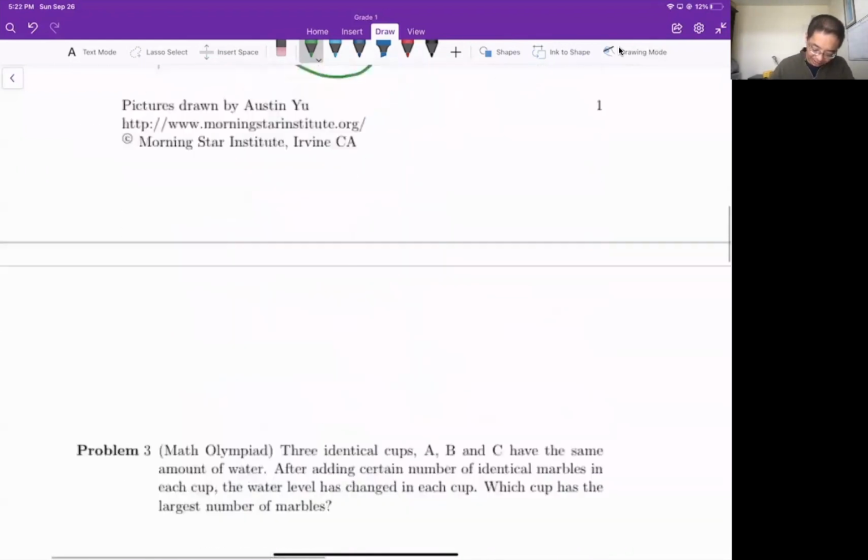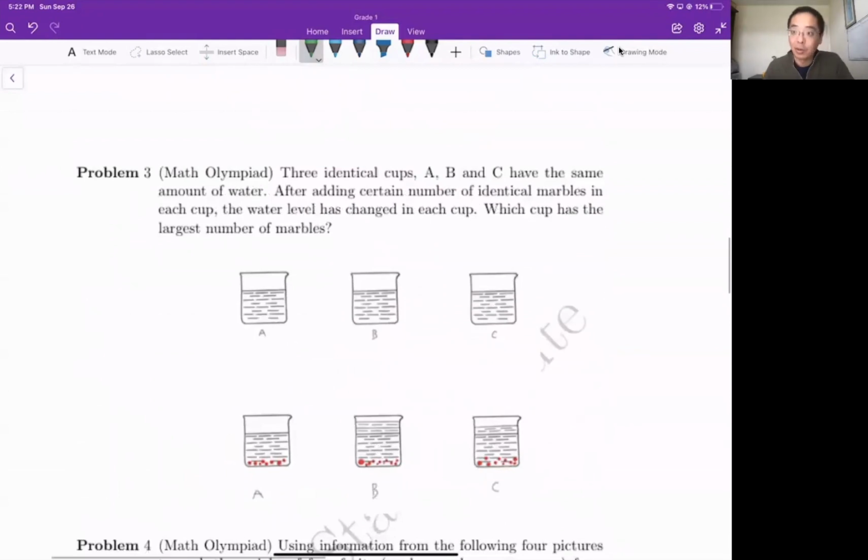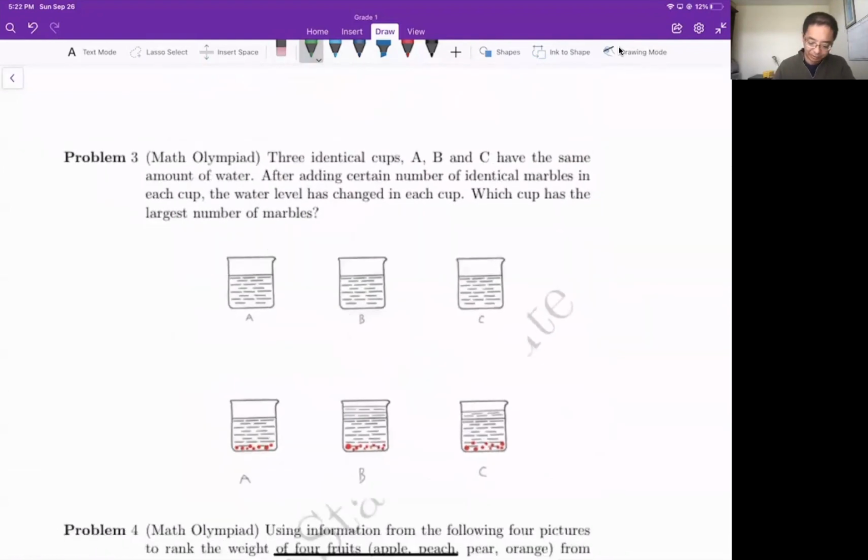Now let's move to Math Olympiad type questions. Problem number 3. The problem says, at the beginning, we have 3 cups of water. The cups are the same and the amount of water is also the same, so they have the same water level. And then in each cup, we add a certain number of stones.